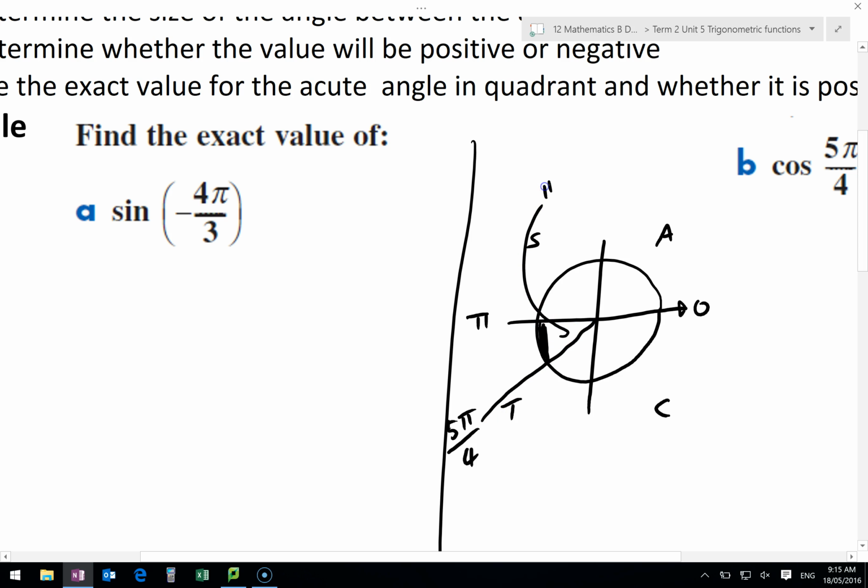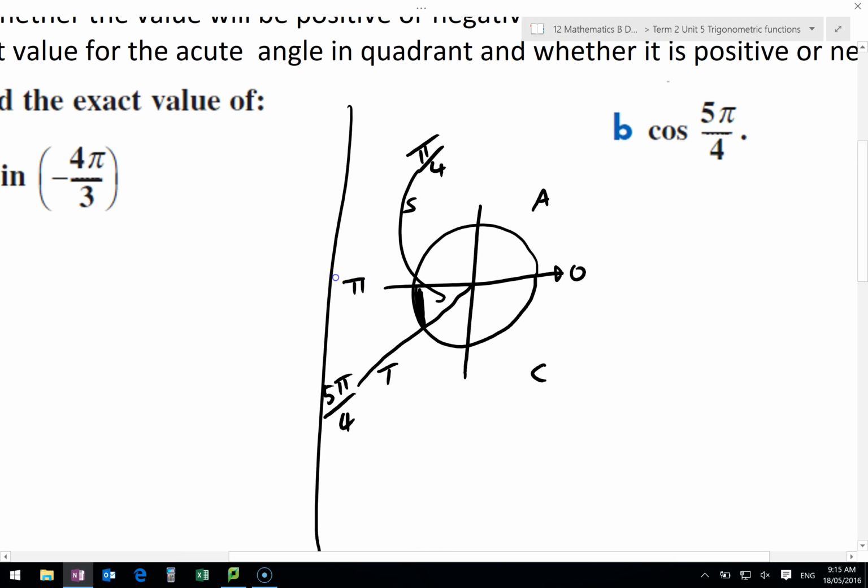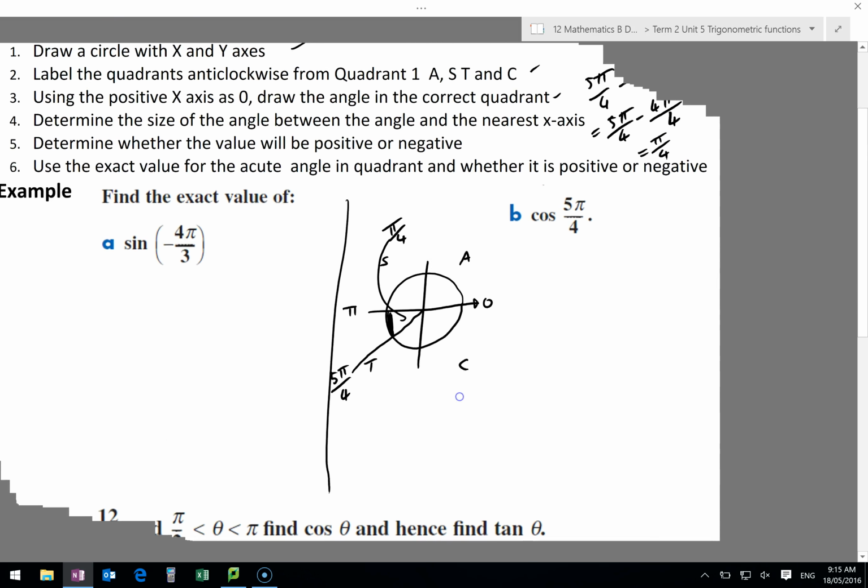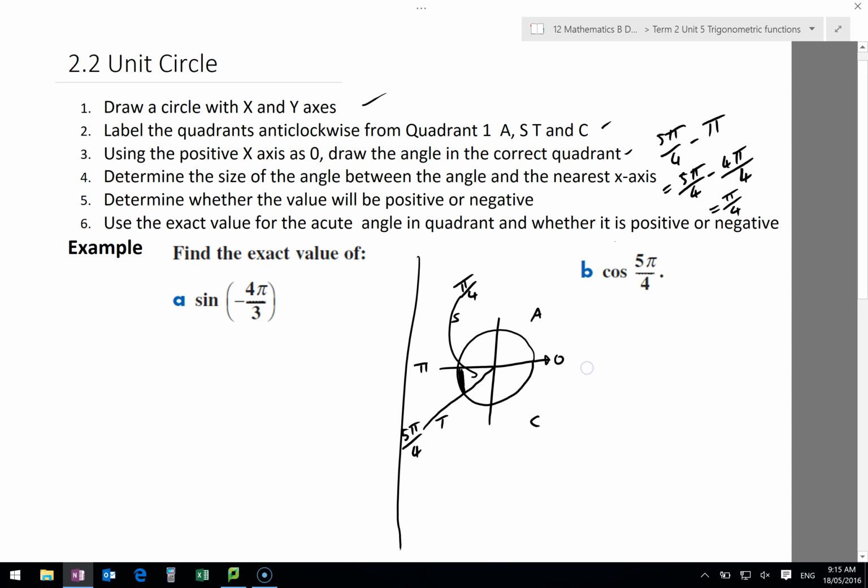I should have drawn my diagram bigger. Pi on 4 radians. Okay, so I've done that as well.